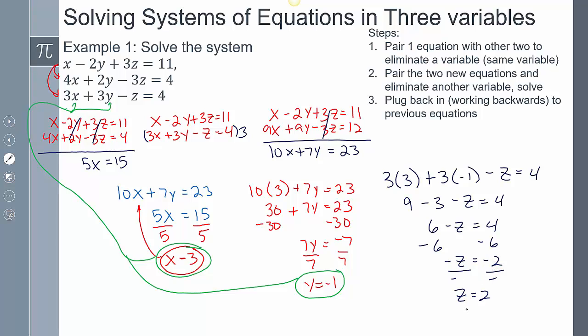Divide both sides by negative, I get z equals 2. And so the solution is going to be the ordered pair where x is 3, y is negative 1, and z is 2. So a quick review on that.